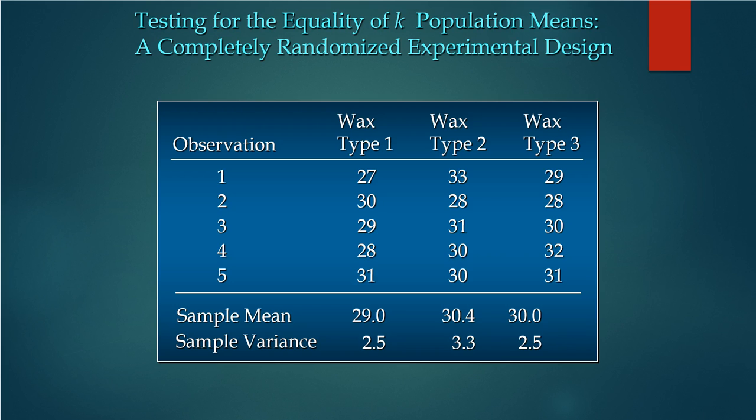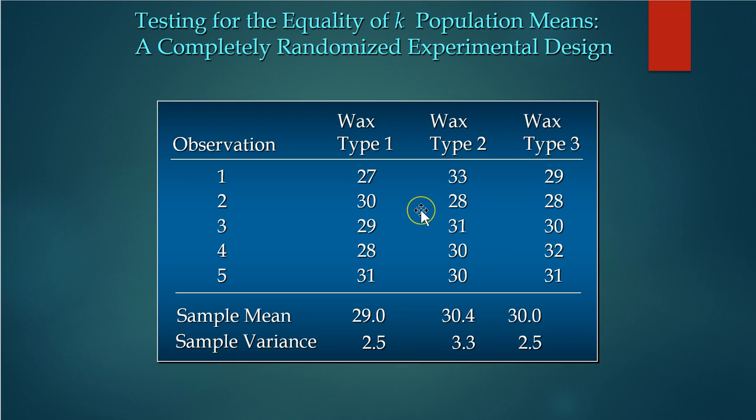So let's take a look at a hypothetical experiment. We've got an experimental design looking at three different car waxes, and the observations are on these five cars. We're running these waxes through a car wash to determine when the wax starts to break down and deteriorate. On observation number one, it took 27 washes before the wax started to break down. Then wax number two took 33, and wax number three took 29.